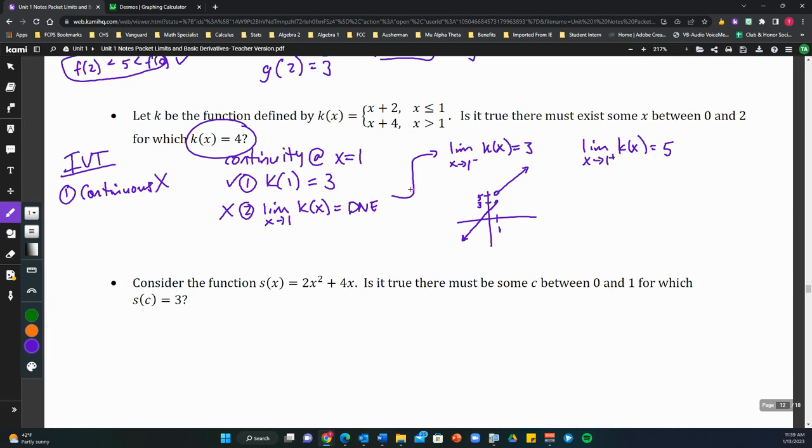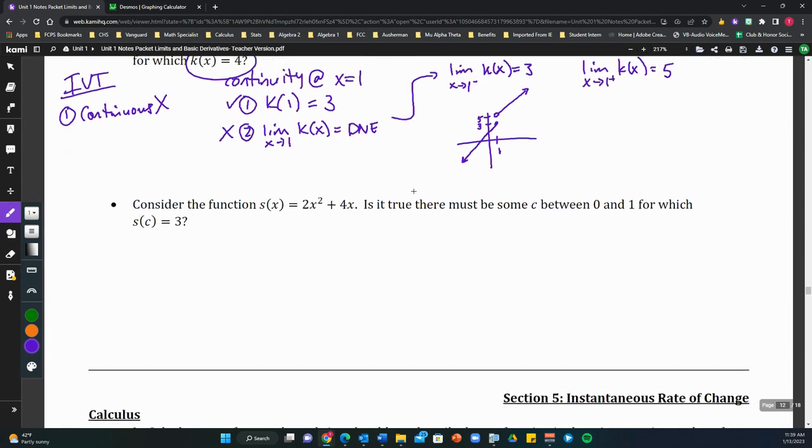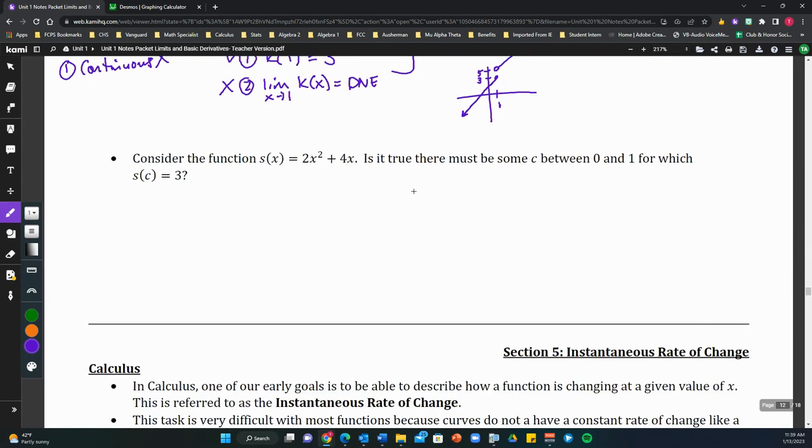So this is an example of where the intermediate value theorem would not be able to help us learn any information. But if we take a look at one more example here, we're going to consider the function s of x equals 2x squared plus 4x. And we want to know, is it true there must be some value c between 0 and 1 for which s of c equals 3?